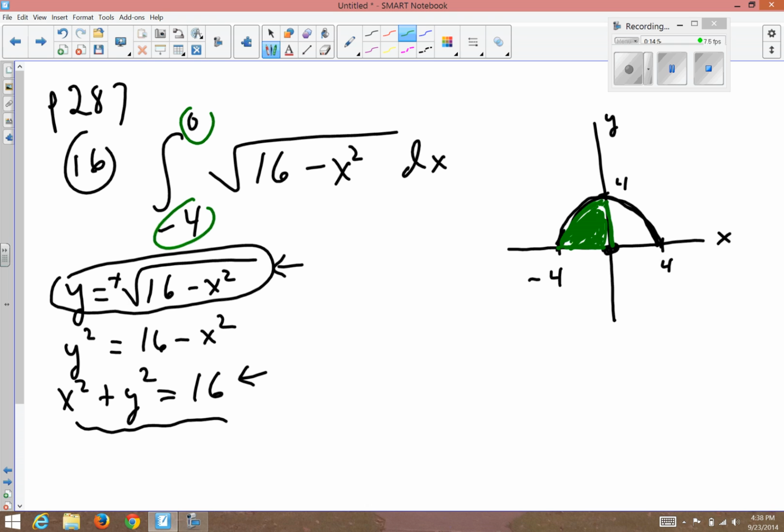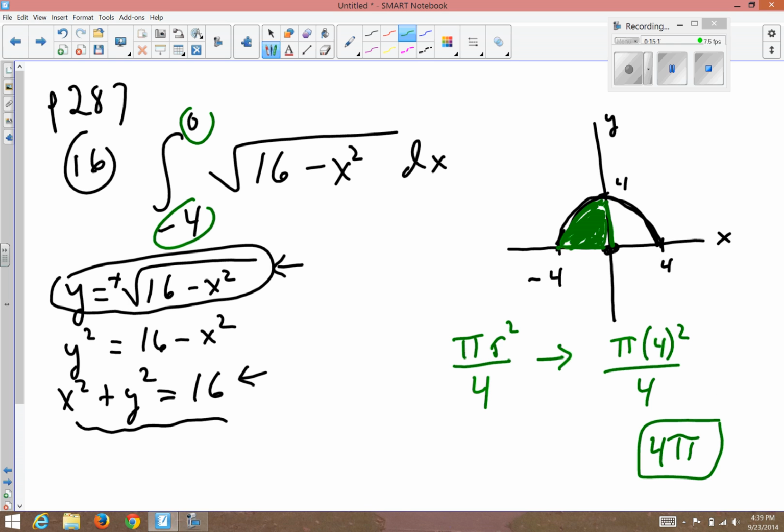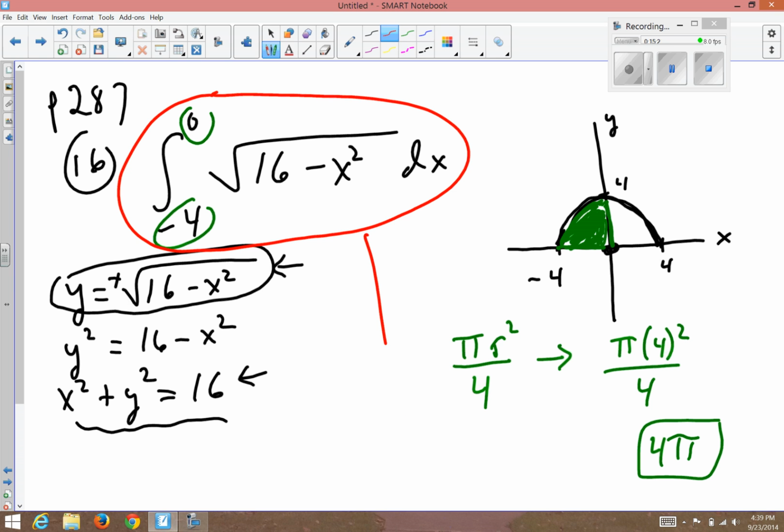The area of the circle is pi r squared. But that's not a circle, it's a quarter of a circle. So we do this, and the radius of the whole circle is 4. So we're going to say pi times 4 squared over 4. So 4 pi is the answer to this question. This is equal to 4 pi.